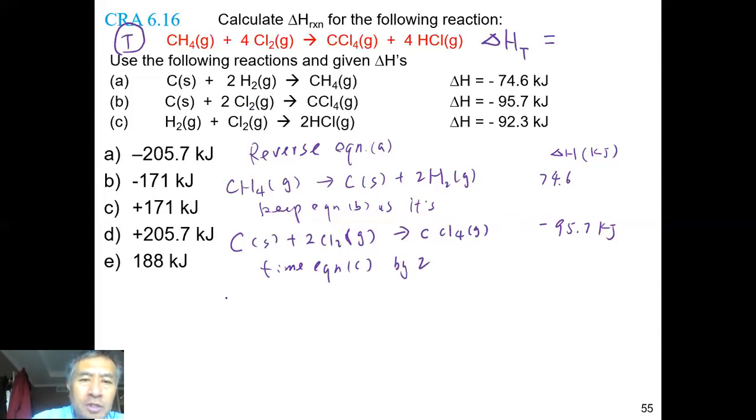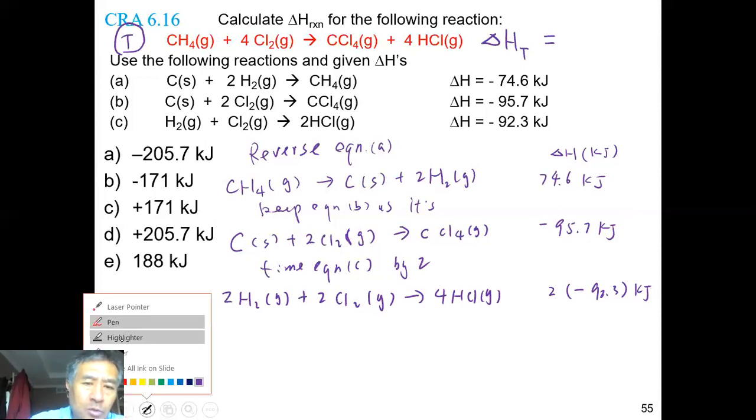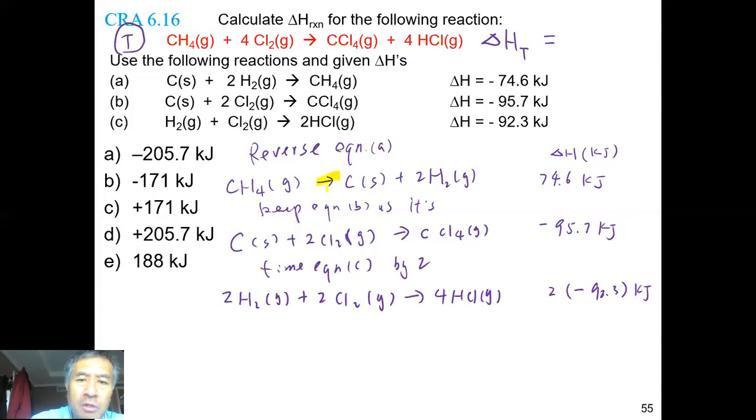So let's do that. Equation C becomes 2H2 gas plus 2Cl2 gas produces 4HCl gas. So the delta H will become 2 times, now that we reverse it, 92.3 kJ. Maybe just write kJ for all of them. Now you check the cancellation. Again, we don't have to copy everything, so we just mark the arrow.